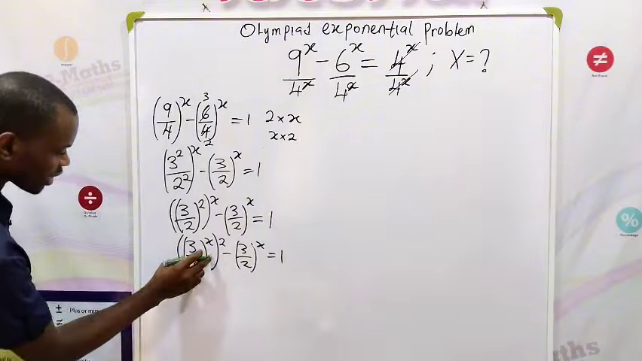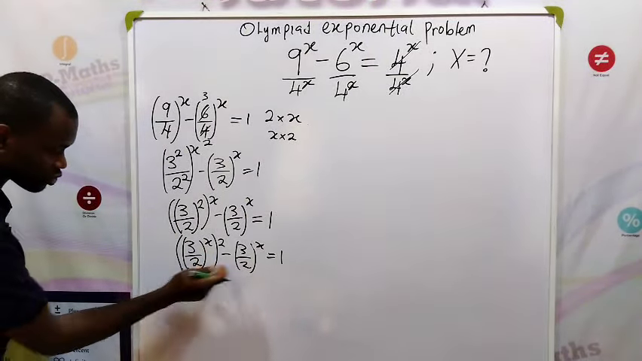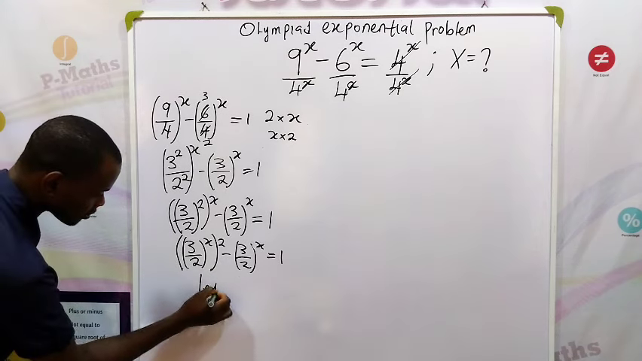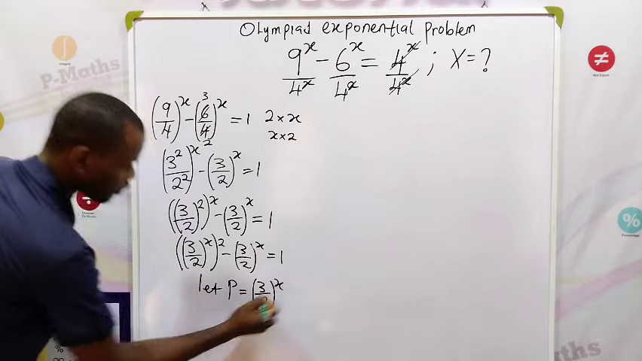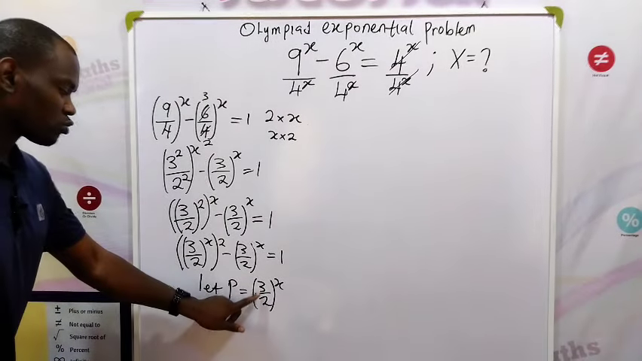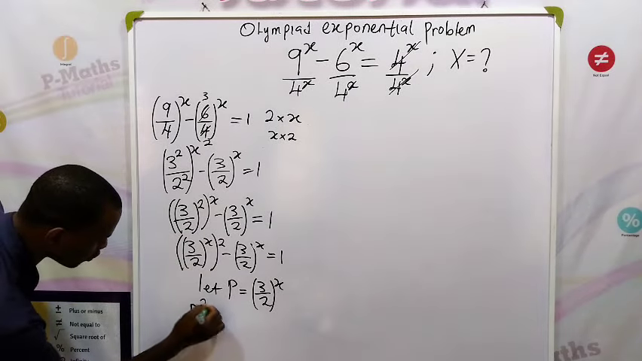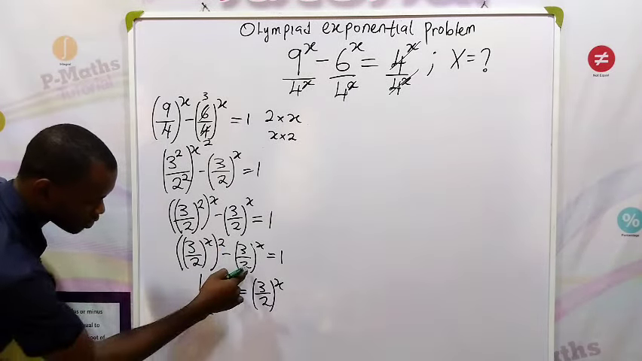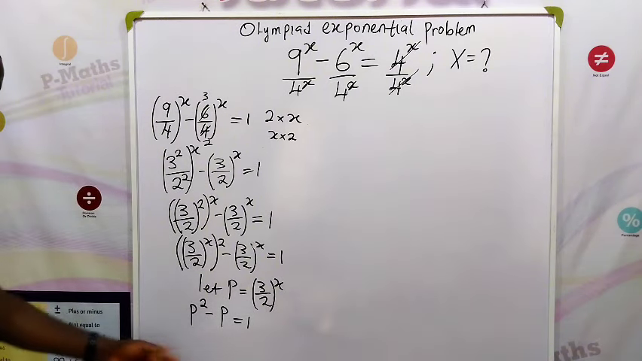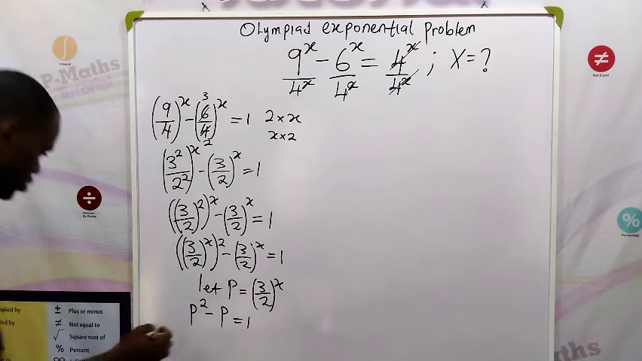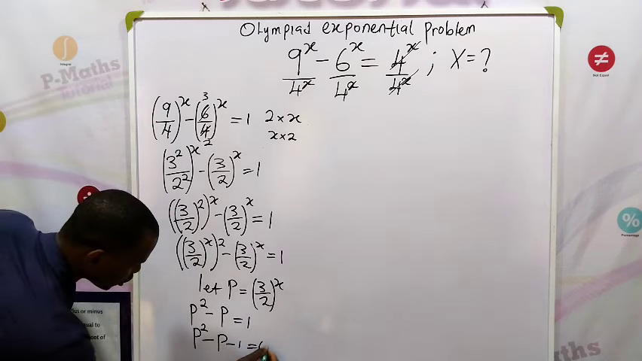Now since we have this guy and this guy to be identical, we can now choose a variable to substitute for both of them. So we can say let p be equal to 3 over 2 raised to the power of x. So anywhere you have 3 over 2 power x, we put p there. So we are going to be having p squared because of this square, minus here we have p equals 1. Now this is a quadratic equation, so let's bring this one to the left hand side. So we are going to be having p squared minus p minus 1 equals 0.